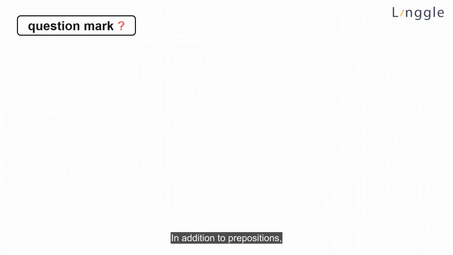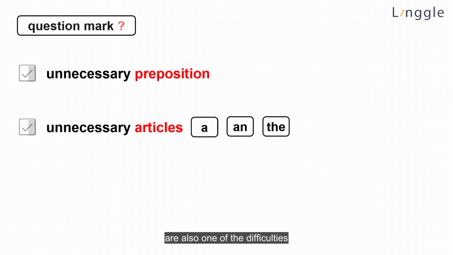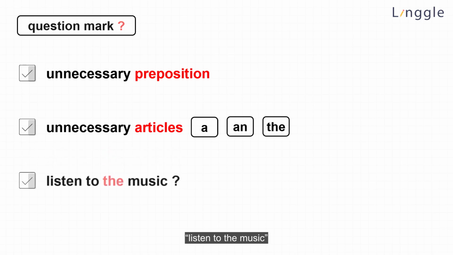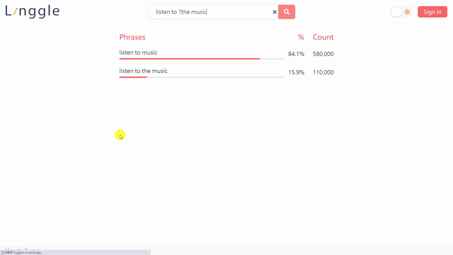In addition to prepositions, articles such as a, and the are also one of the difficulties we often encounter when learning English. The best scenario for a question mark pattern is when you're not sure whether you need an article or not. For example, should you say listen to the music or listen to music? You will find that listen to music will be fine.